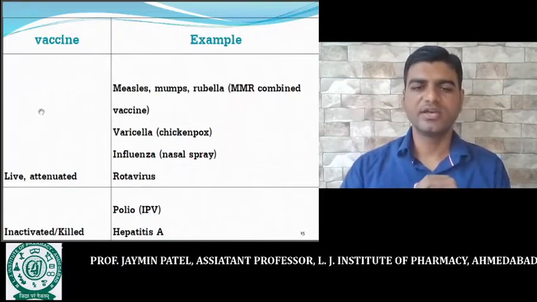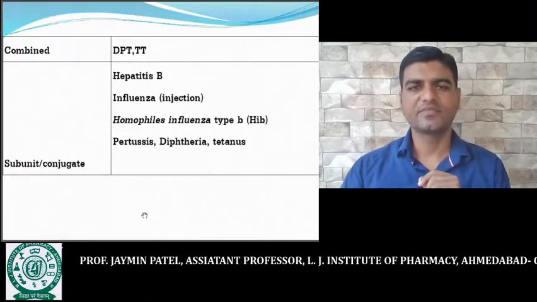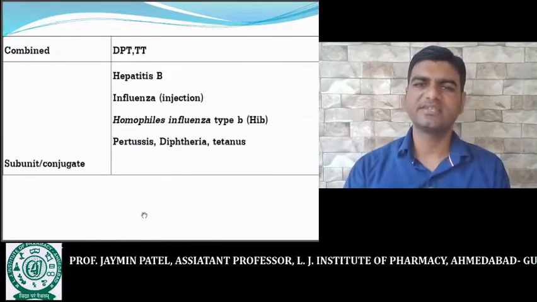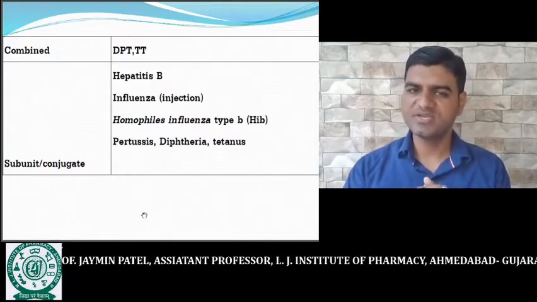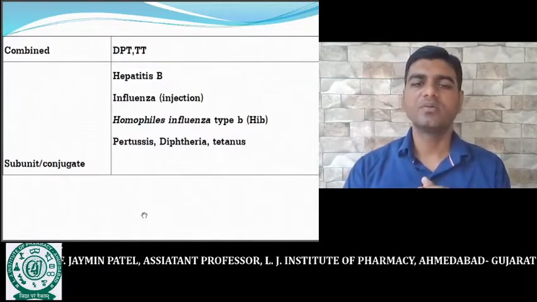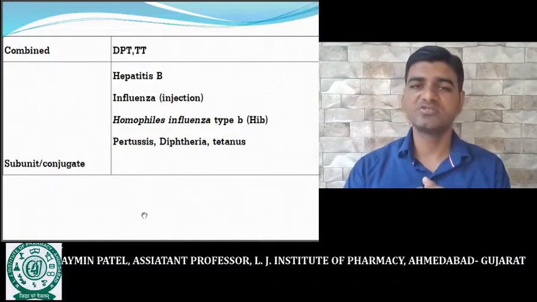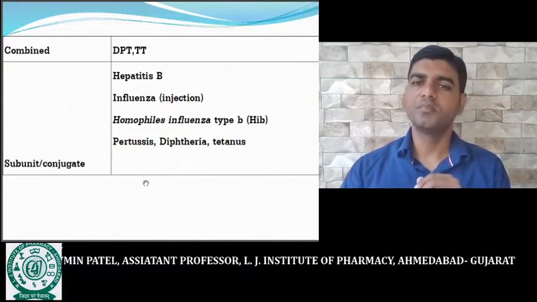Next one is hepatitis A. The third is the combined vaccines, that is DPT, and subunit conjugate vaccines, meaning hepatitis B and influenza. Pertussis, diphtheria and tetanus are also available in the subunit form.